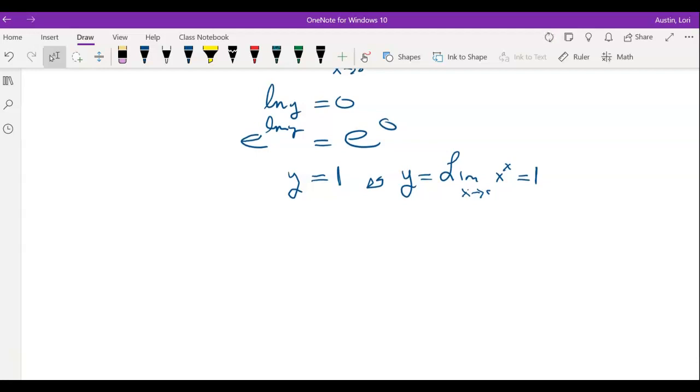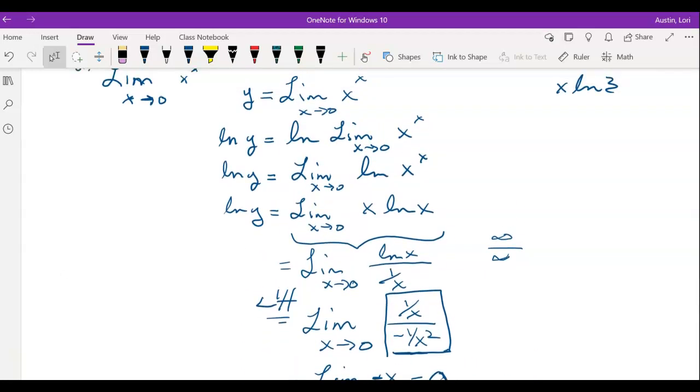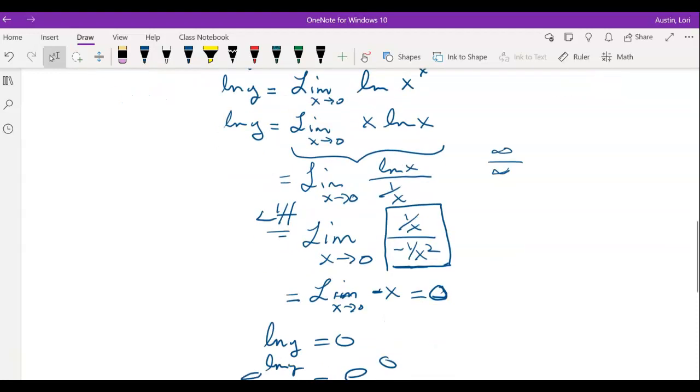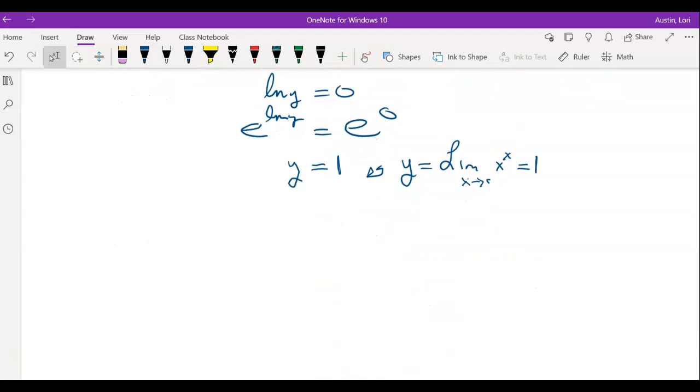All right, last problem. I'm going to go through the steps a little quicker because you've seen why we do those steps. In this problem, x to the x, I'm going to go through it to figure out what the limit is. And this one is going to be as x goes to infinity.